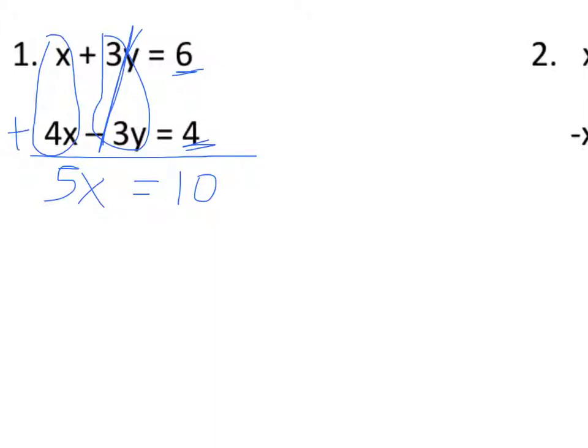So I didn't have to get anything in slope-intercept form. Just like that, I got rid of the x's. I have a simple one-step equation. Divide by 5, divide by 5, so x equals 2.